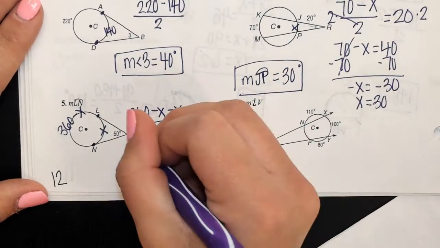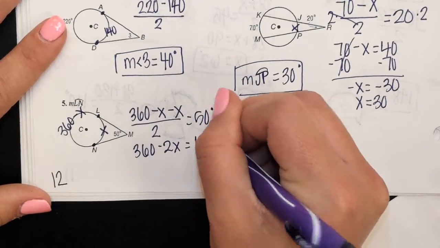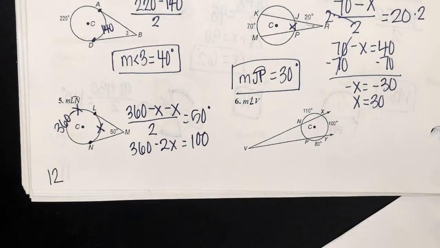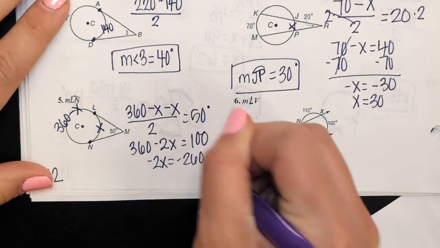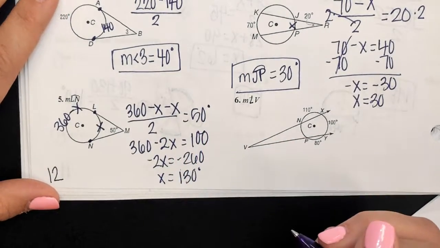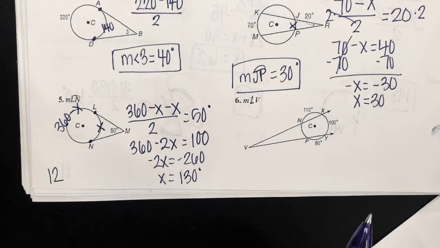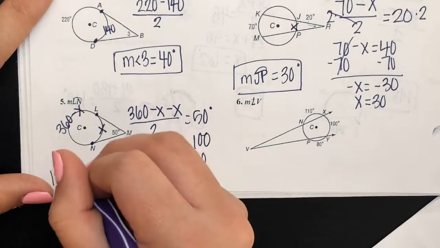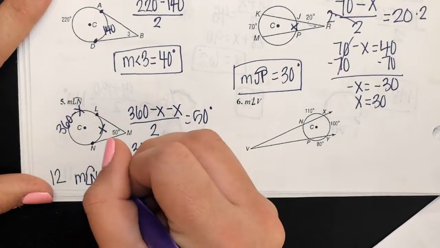So go ahead and simplify. 360 minus 2x equals 100, because 2 times 50 is 100. Subtract 360, so we get negative 2x equals negative 260. Divide, you get x is equal to 130. Is that what we were trying to find? No, find LN, which is x, right? So the measure of LN is 130.